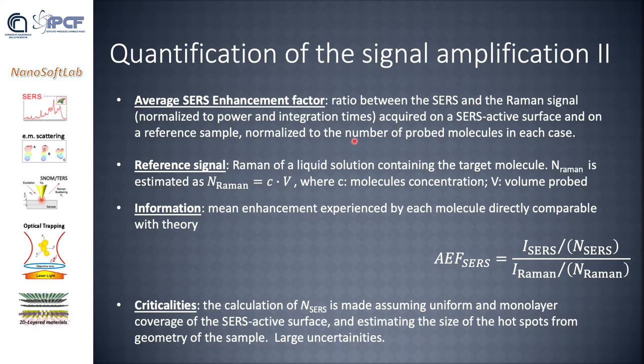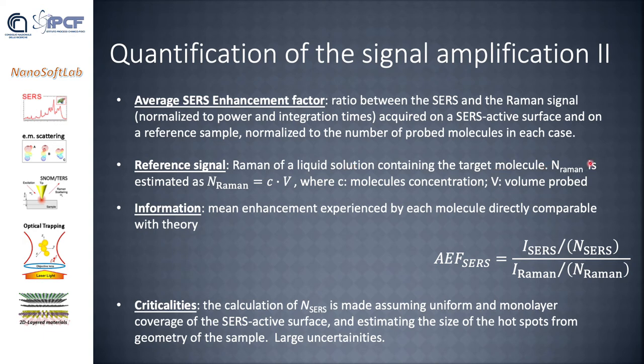The second and mostly used parameter to quantify the SERS amplification is the so-called average SERS enhancement factor. That is the ratio between the SERS and the Raman signal, again normalized to power and integration time, acquired on a SERS active surface and on a reference sample, normalized to the number of probed molecules in each case. The typical reference sample that we use when calculating the average SERS enhancement factor is some Raman of a liquid solution containing the target molecule. So we compare the SERS signal to the Raman made when the molecule is in liquid.